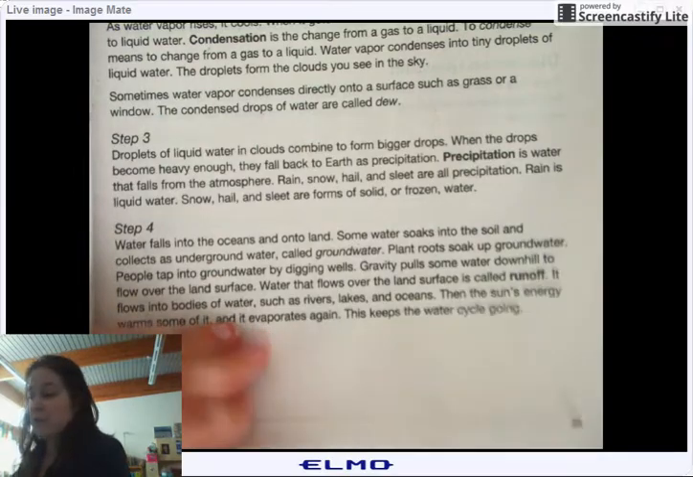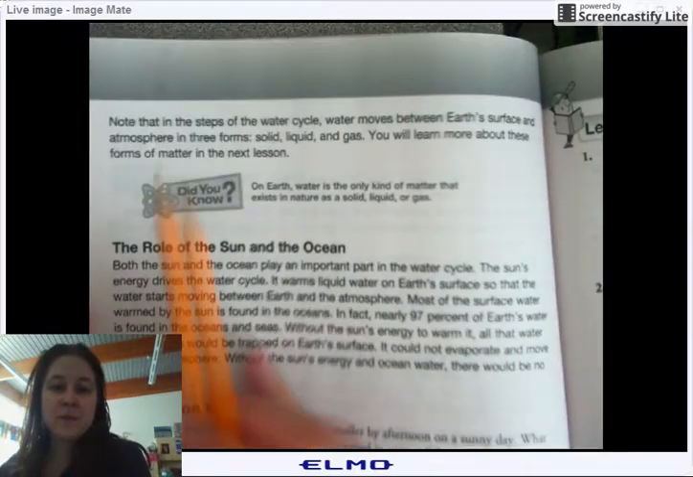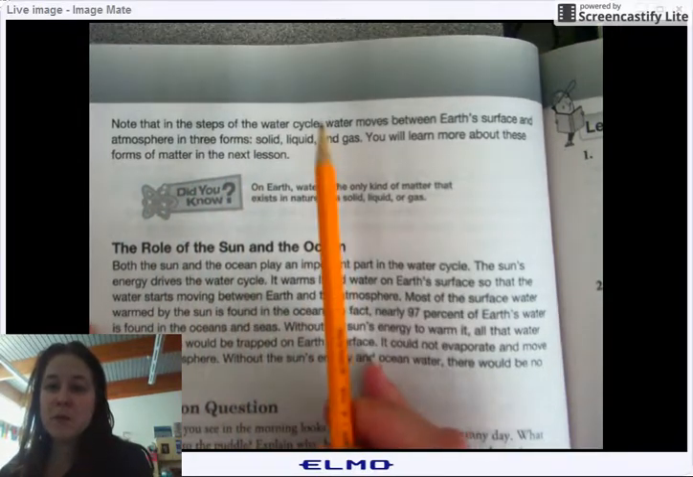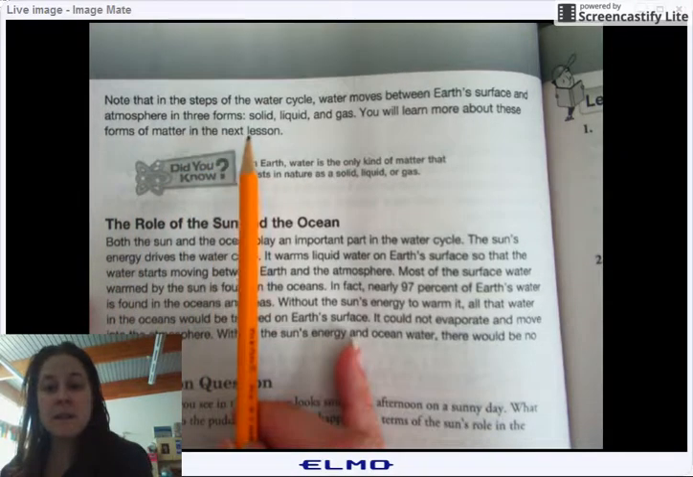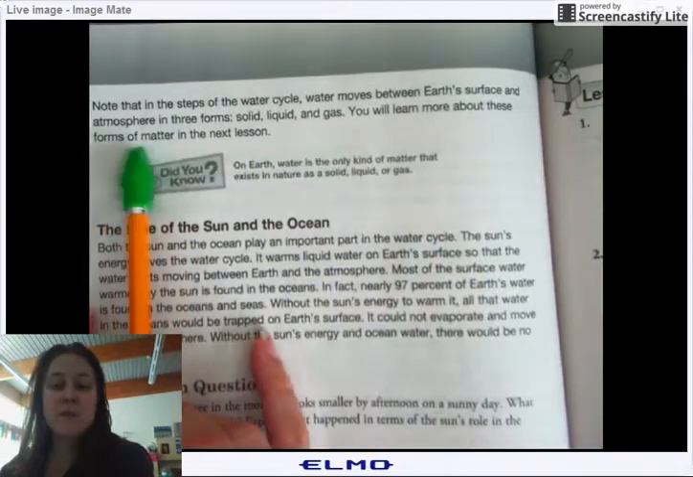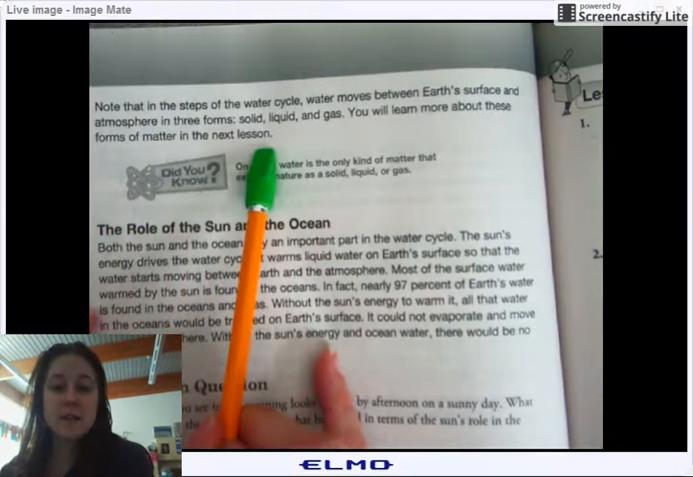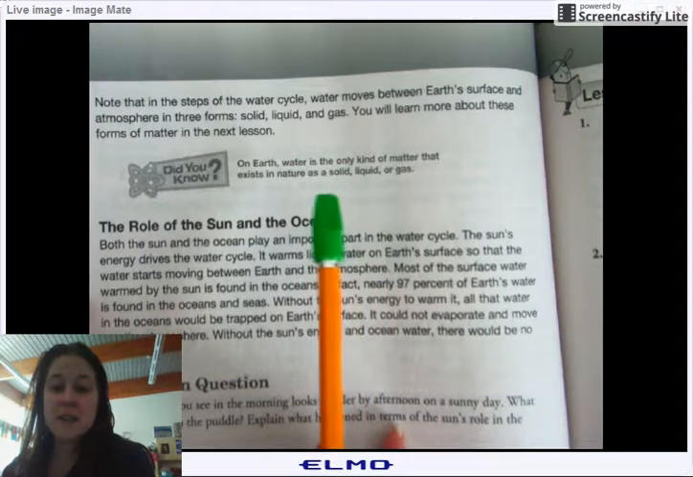So we're going to turn the page. Note that the steps of the water cycle move water between the Earth's surface and the atmosphere in 3 forms: a solid, a liquid, and a gas. You will learn more about these 3 forms of matter in the next lesson. On Earth, water is the only kind of matter that exists in nature as a solid, liquid, or gas.